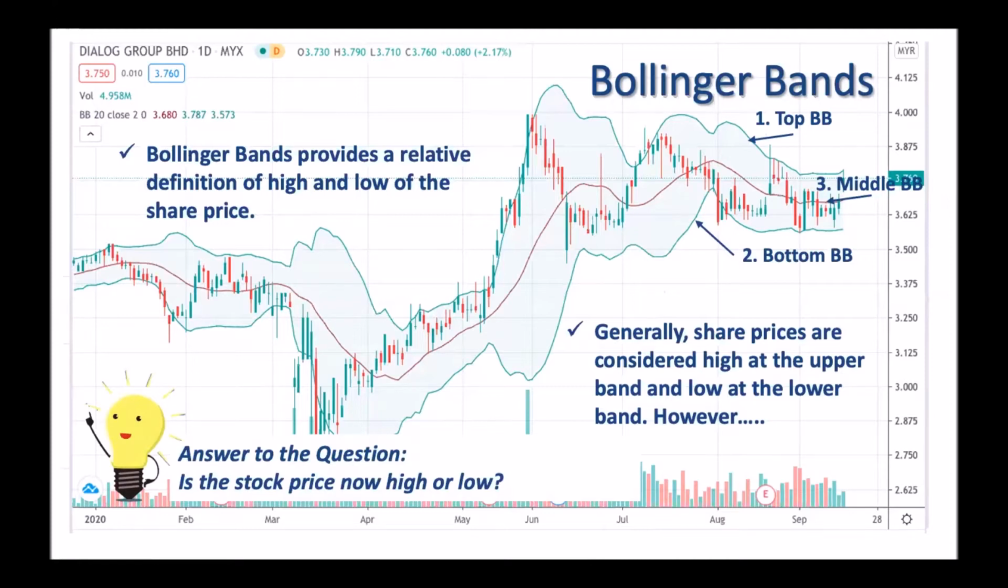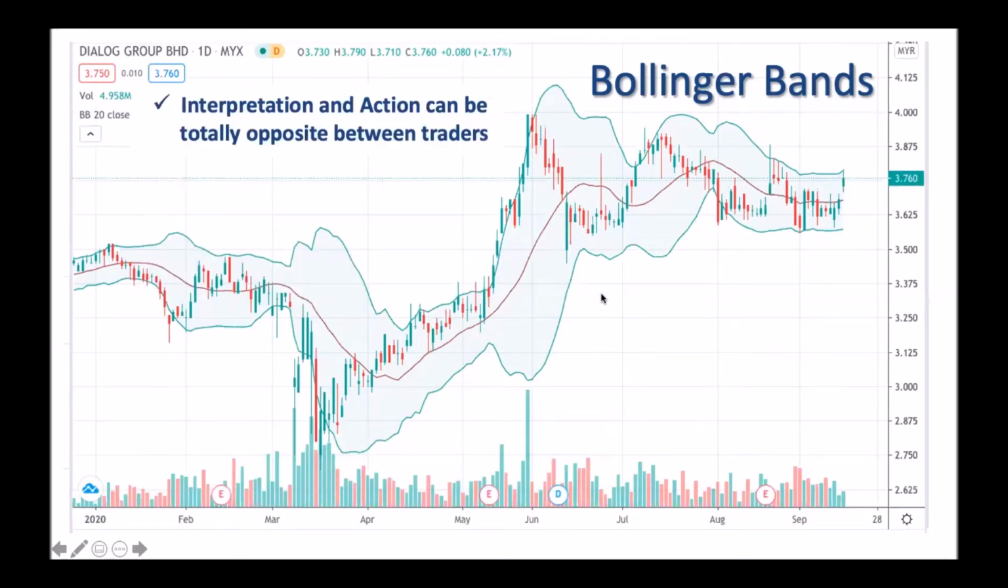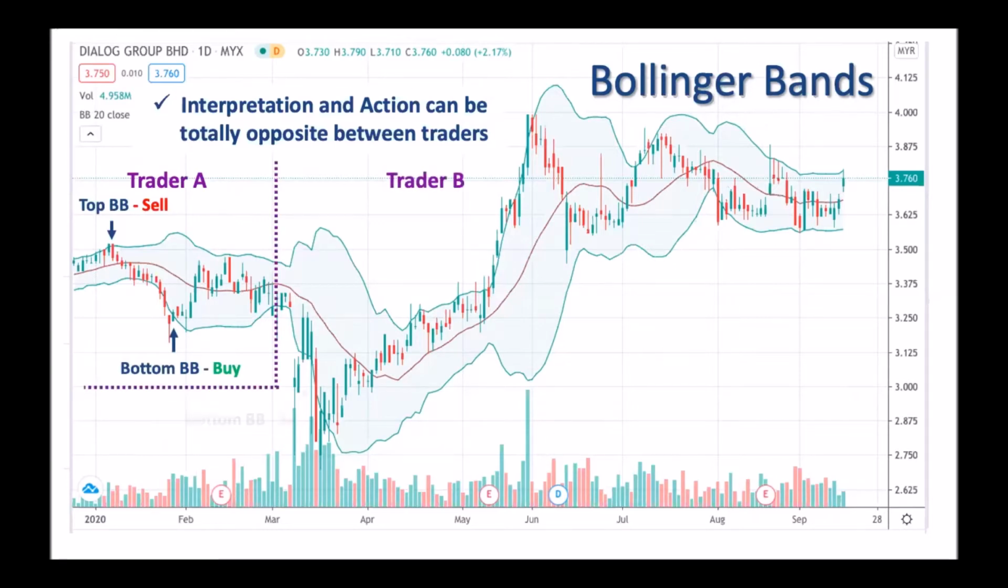Generally, the share price is considered high at the upper band, more than middle or near the top, and low at the lower band. However, interpretation and actions can be totally opposite between traders. Trader A will sell when the price is at the top of the BB and buy when the price is at the bottom of the BB. However, trader B may do the opposite, sell when the price is at the bottom of the BB and buy when the price is at the top.